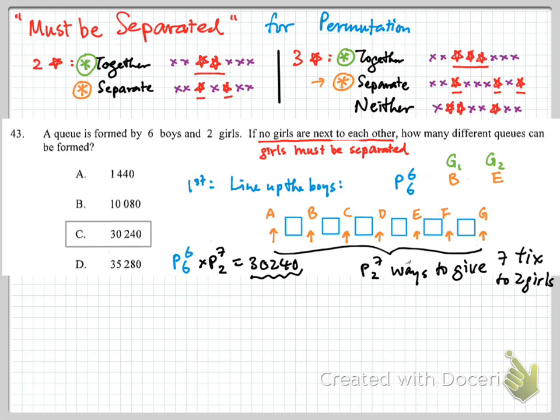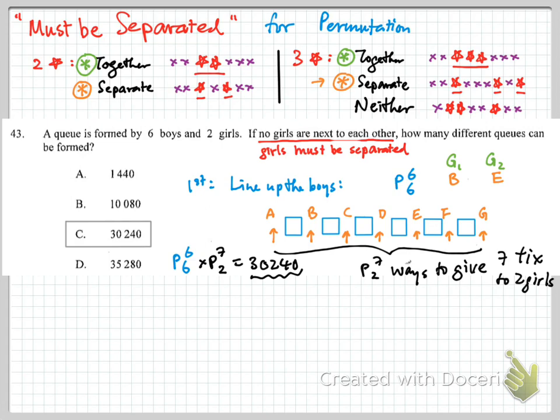Alright, that's how we do things that must be separated. We line up those that have no restriction. In this case, we line up the boys. There are 6P6 ways to line up the boys. And then between the boys, we find 7 positions, A to G in this example, alright? We put the 2 girls into these 7 positions. To do that, we have 7P2 ways to do that. So it's just a multiplication between the permutation for the boys and the permutation of the girls. Right, so this is how we do that.